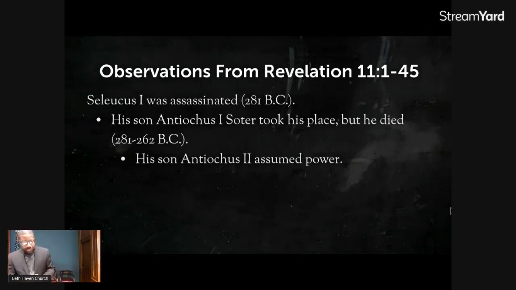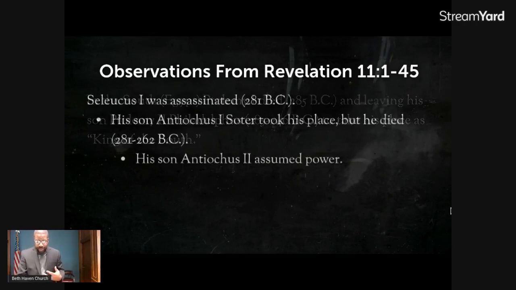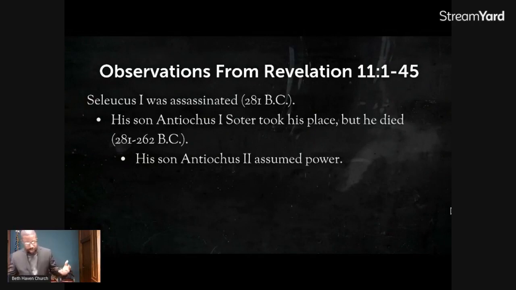In 281 BC, Seleucus was assassinated, and his son Antiochus I took his place, but he died a little bit afterwards, in 262 BC. So his rule wasn't very long, and his son, because again nepotism, took his place and assumed power. So now we have, just to go back, Ptolemy II and Antiochus II. Are you with me so far? Probably not. That's all right.